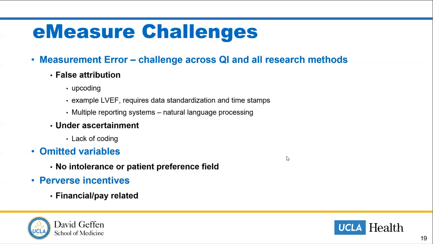So in terms of creating an e-measure, some of the challenges that I think often are glossed over or not discussed in detail, and I think this comes up a lot in research, but the fundamental problem that challenges performance measures and research is measurement error. That means that the data that you're generating is poor quality.